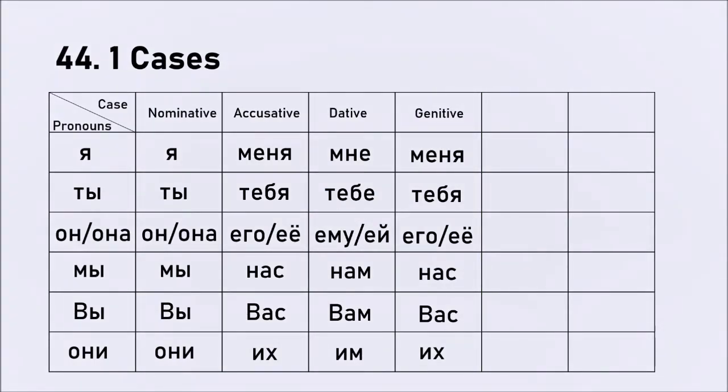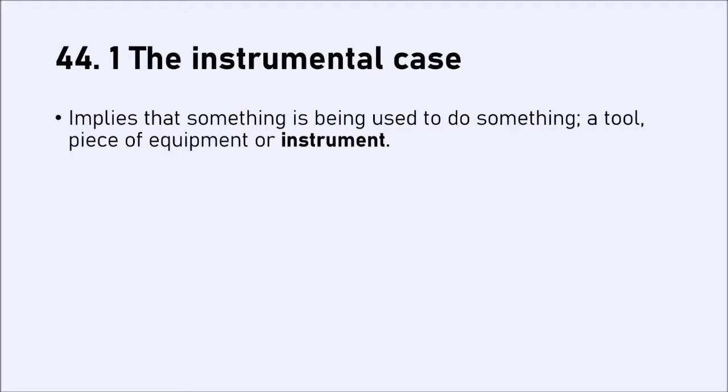So then, the last 2 cases are called, drumroll, the instrumental and prepositional cases. The names do sound quite advanced and complicated, but actually it's not that bad. So what is this instrumental case? Well, as the name suggests, we use this case to talk about performing actions using a certain object, a tool, a piece of equipment, or, what a surprise, an instrument. Yes? So we're using an instrument, a tool, to carry out a certain process and action, to do something, basically.